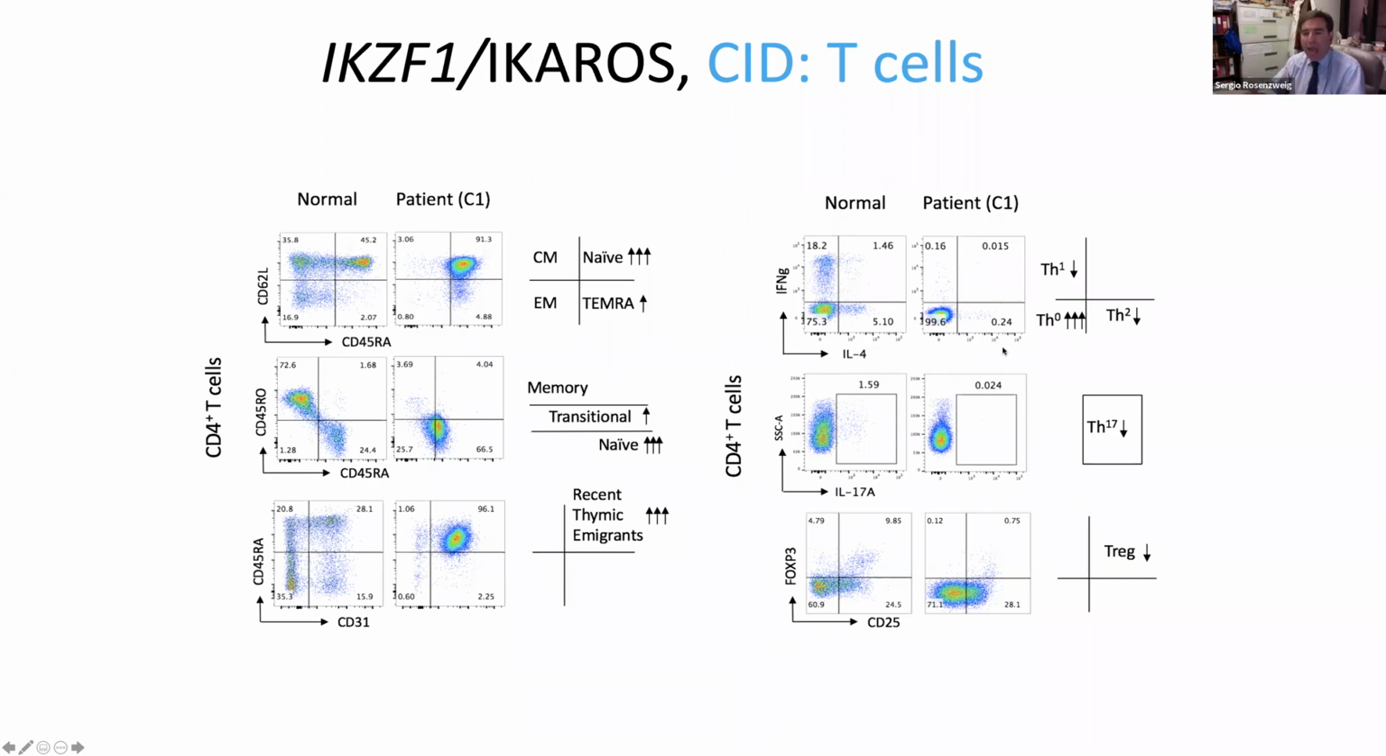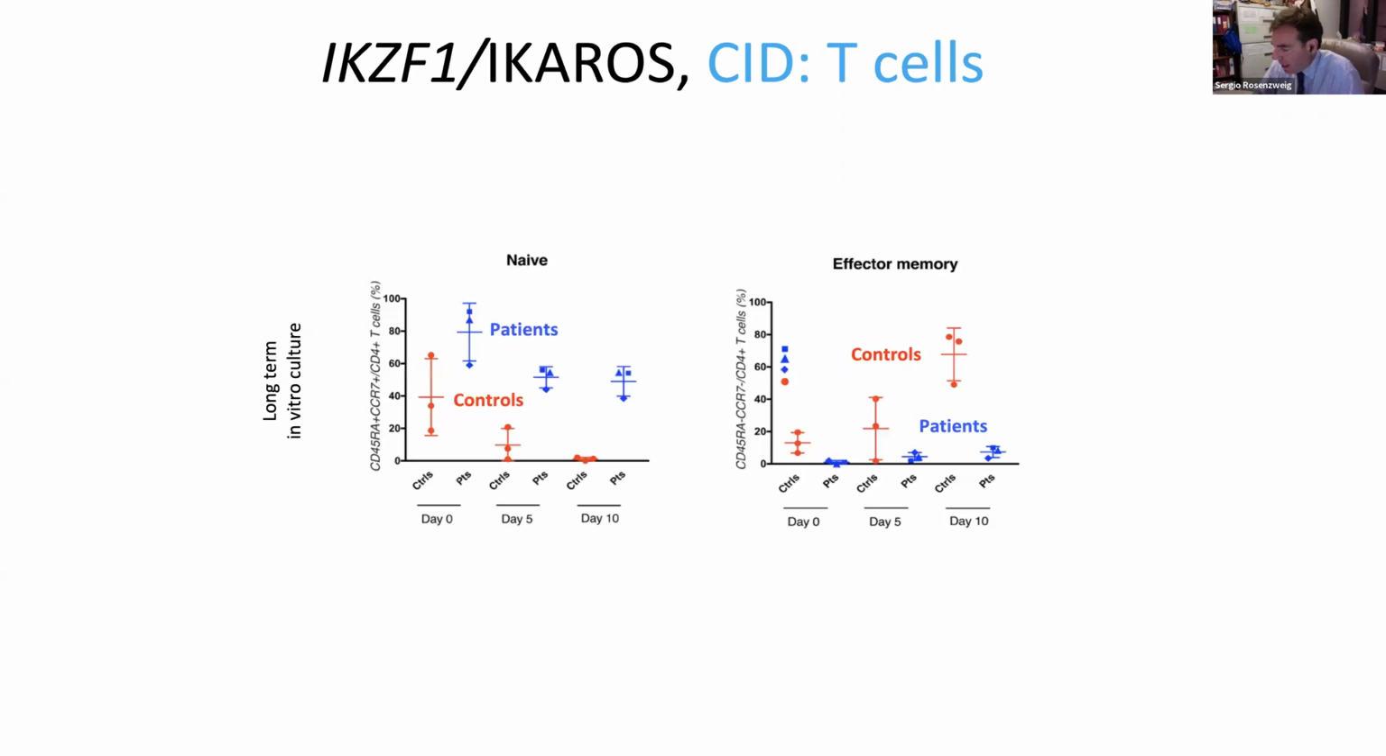So in a way, those cells were recent thymic emigrants, they were naive and they were Th0. All the cells were like that, and that could be a good tip in order to diagnose patients with IKAROS mutation with this particular allelic variant. And I was telling you before that those cells were naive, but they were not just naive. They were naive and they were unable to mature.